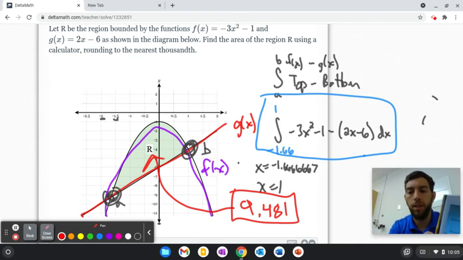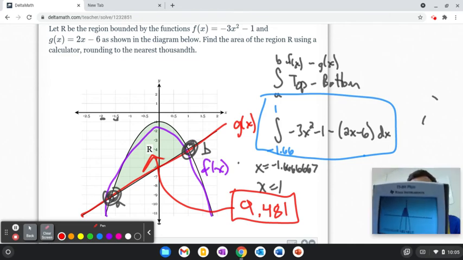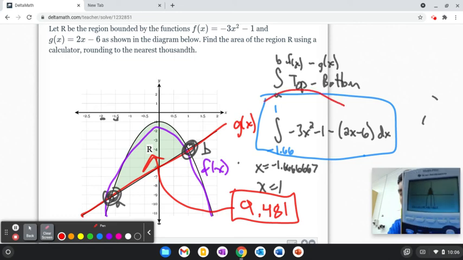Now again, on your calculator, it looks like you're just finding the area under one curve, and that's because you've written this new integral here, right?